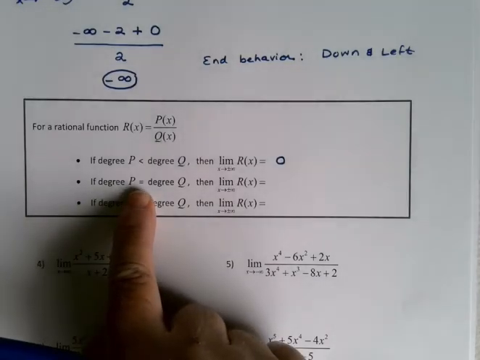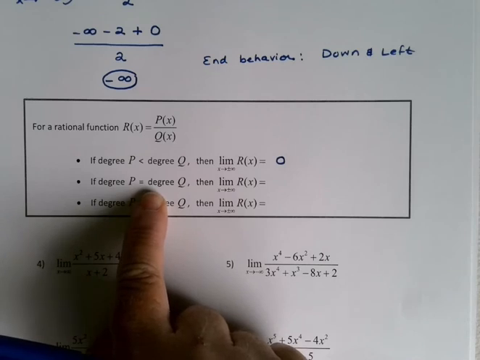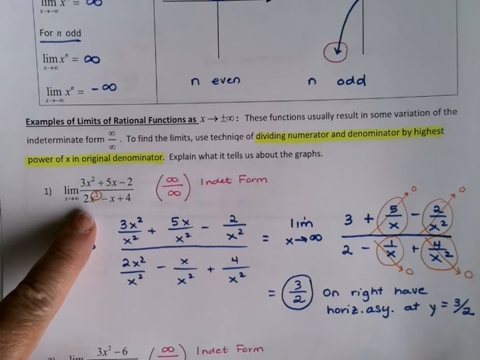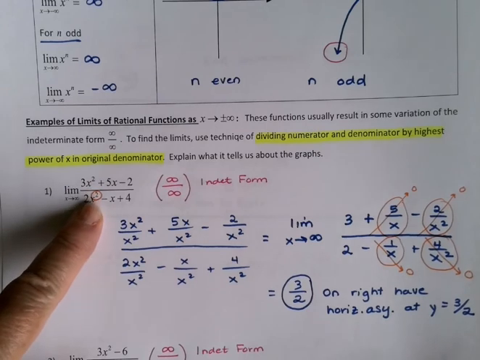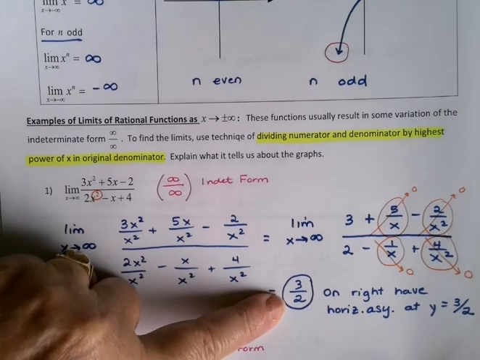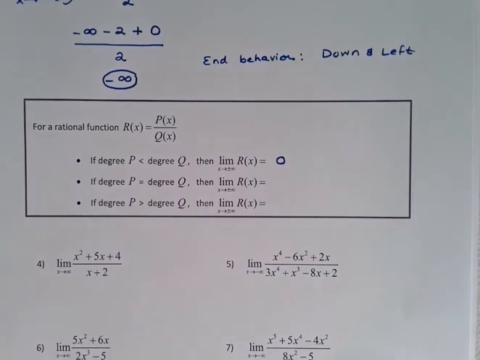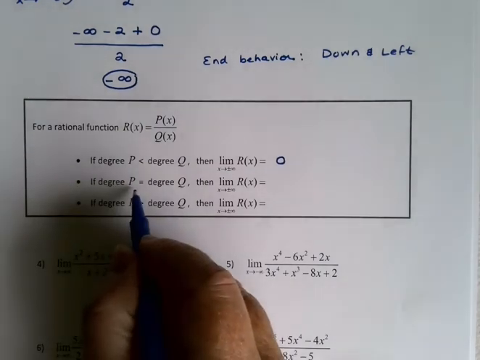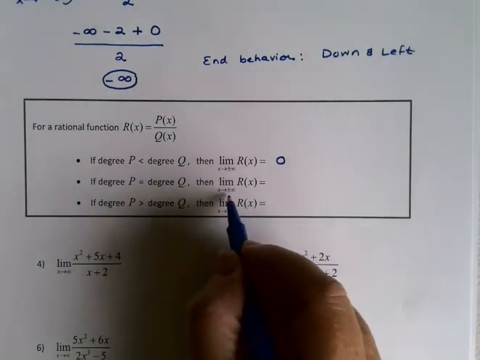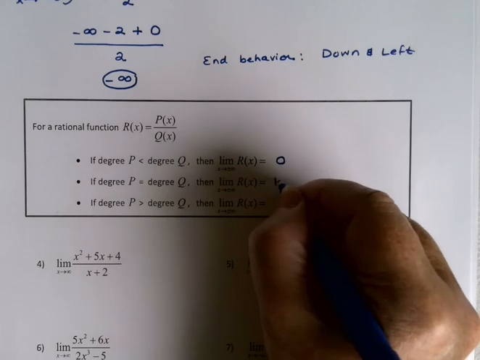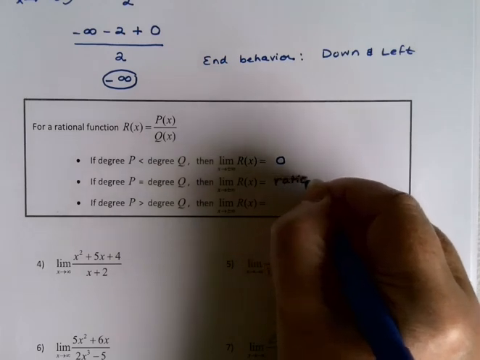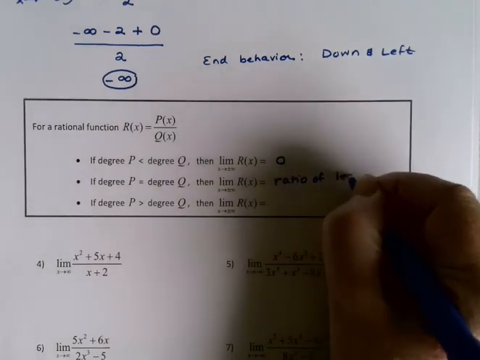If the degree of p is equal to the degree of q, that was our very first example here. The degrees were both 2. Then notice that the solution, the limit, was just the ratio of these leading coefficients, the 3 and the 2. So if the degrees are equal, the limit going to either positive or negative infinity is the ratio of the leading coefficients.